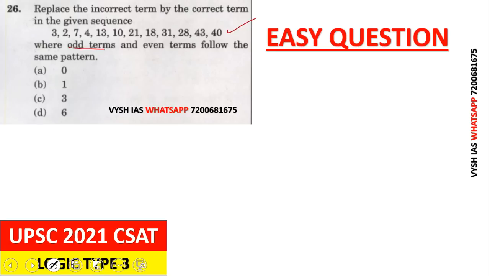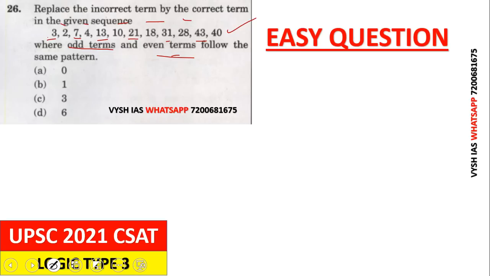They are asking where odd terms and even terms follow the same pattern. Many people confuse that odd terms, even terms means odd number and even number. It is not odd number and even number. It is odd term and even term, meaning these are odd terms, which are at 1, 3, 5, 7, 9 positions. And these are even terms, at 2, 4, 10, 18, like this. So now we have to find what is the wrong number.